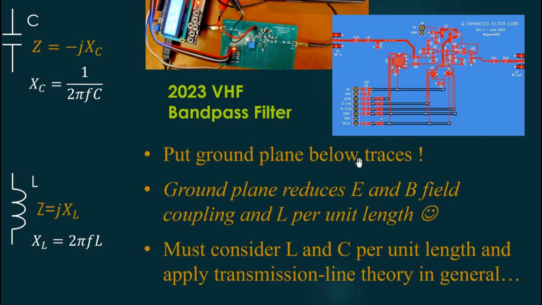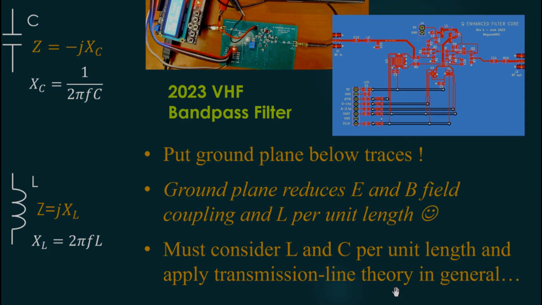So we've put a ground plane below the traces, and it turns out, as we're going to show, that the ground plane reduces electric and B field couplings between traces. And it also reduces the inductance per unit length, but it's not a huge change. But the concept of per unit length is going to become very important as we move on. We've got to consider the inductance and capacitance per unit length. And at UHF and above, we end up basically with traces acting like transmission lines on the circuit board.